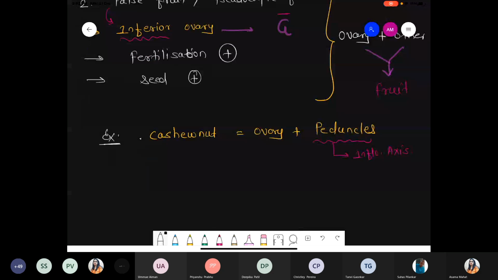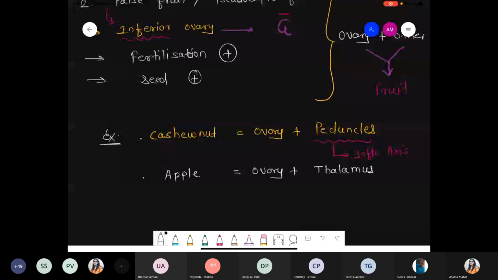Another example we are talking about is the apple. You know very well that the edible part of the apple basically consists of the ovary, but along with that ovary, the thalamus part also. The thalamus is a part of the flower, the swollen part present at the base of the flower. So ovary plus thalamus form a typical structure, that is the fruit apple.